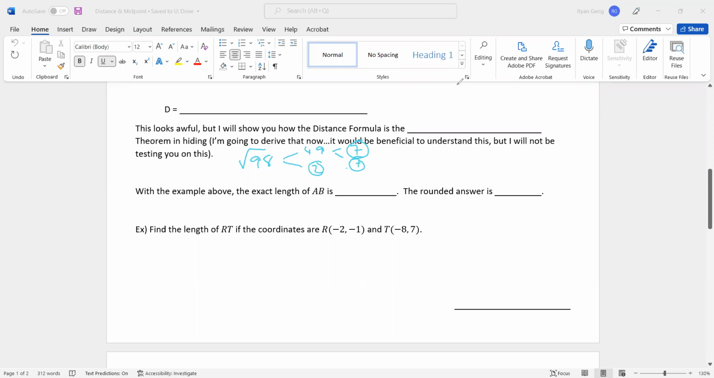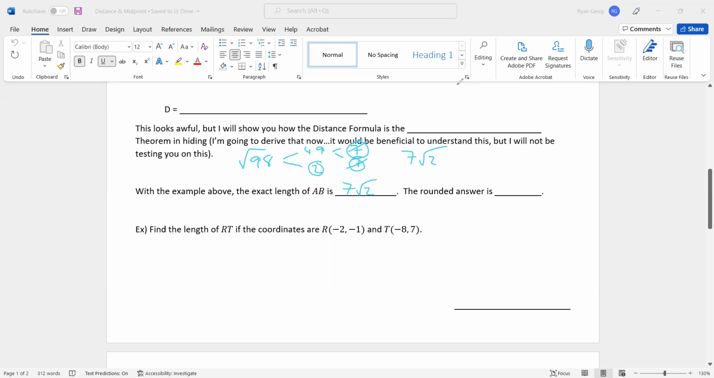I have a pair of 7s, so that brings a 7 to the outside, a leftover 2. So that would be the exact length of 7 radical 2. If you didn't understand that, I did make a video on how to simplify radicals, but make sure you're asking in class as well. Right?